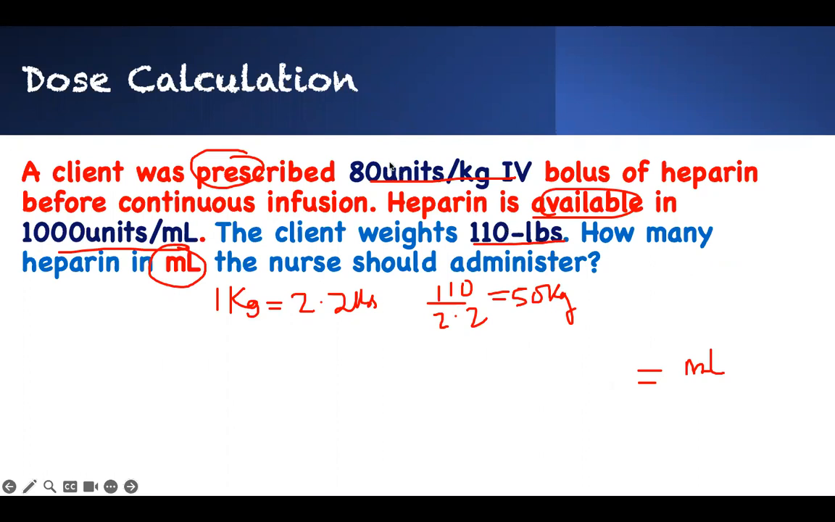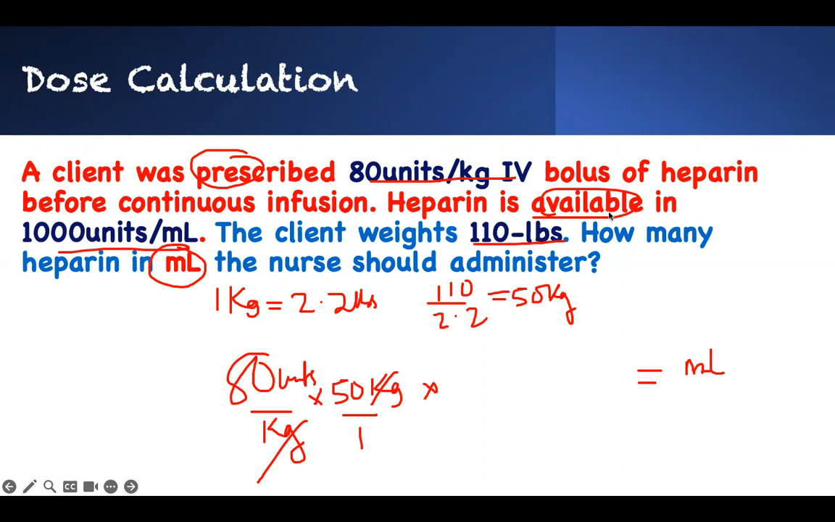Then I look, is there any prescribed? Yes, they give me 80 units over a kilo. That's what they need: 80 units for the patient per kilo. But I know the patient weighs 50 kilos. I've got to get rid of the kilos, so I put my 50 kilos here over 1. Then boom, I'm done with the prescribed one.